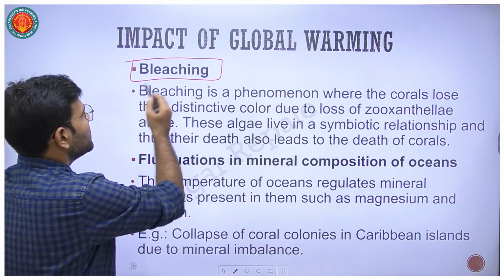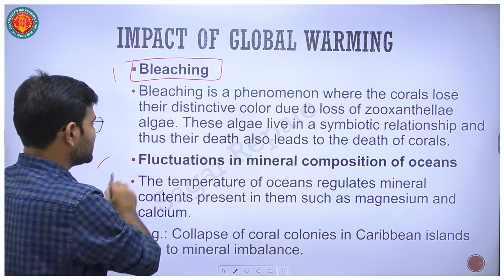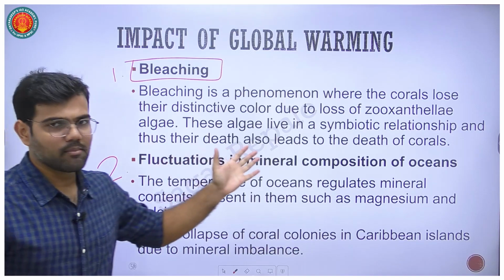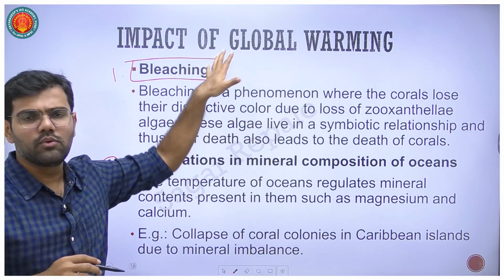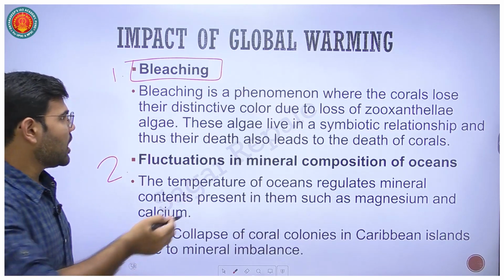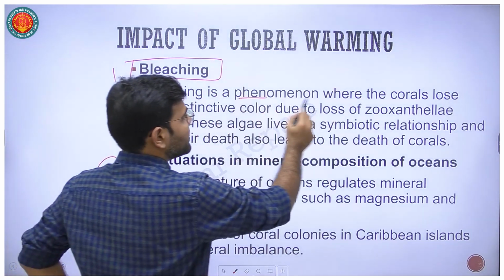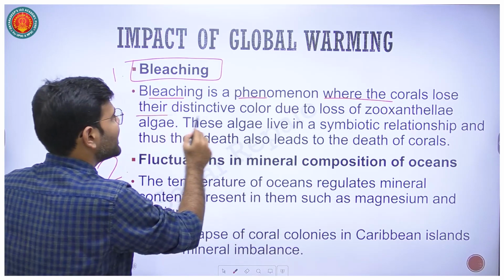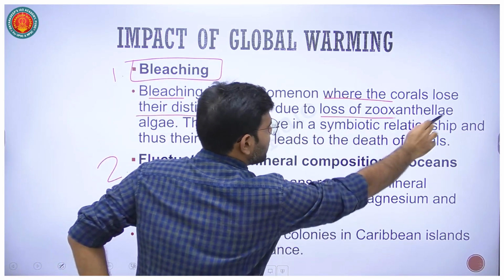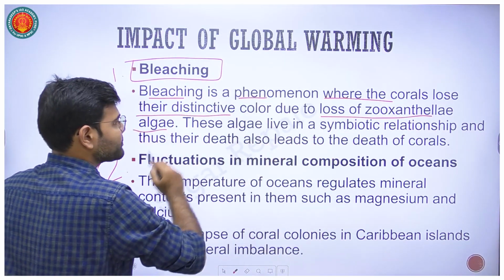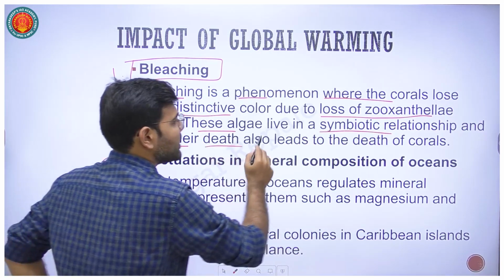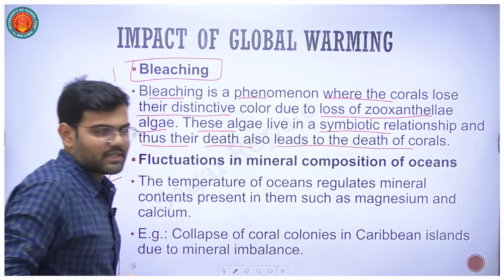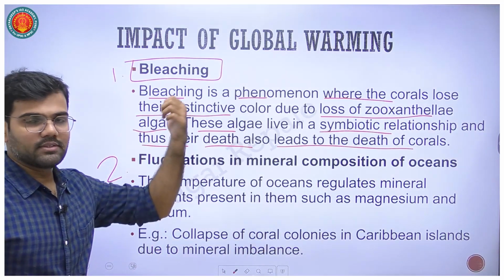So what you can write about the points: first is bleaching, second is fluctuations in the mineral composition. So don't just write bleaching. You need to explain in one or two lines. You can write: bleaching is a phenomenon where the corals lose their distinctive color due to the loss of Zooxanthellae algae. These algae live in a symbiotic relationship, thus their death also leads to the death of corals. That is the first effect.